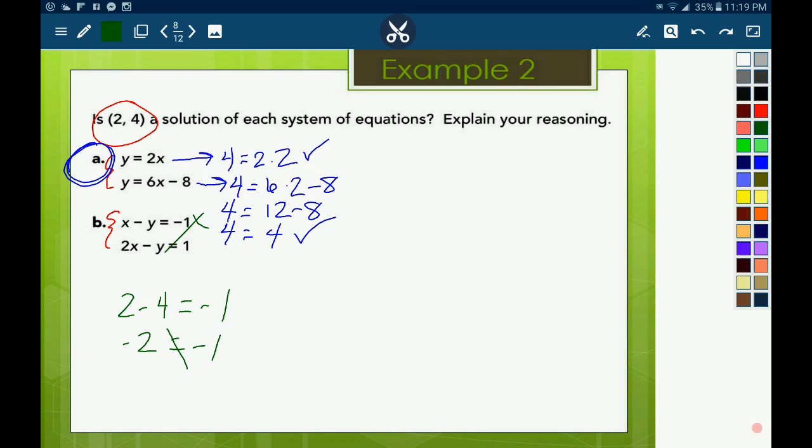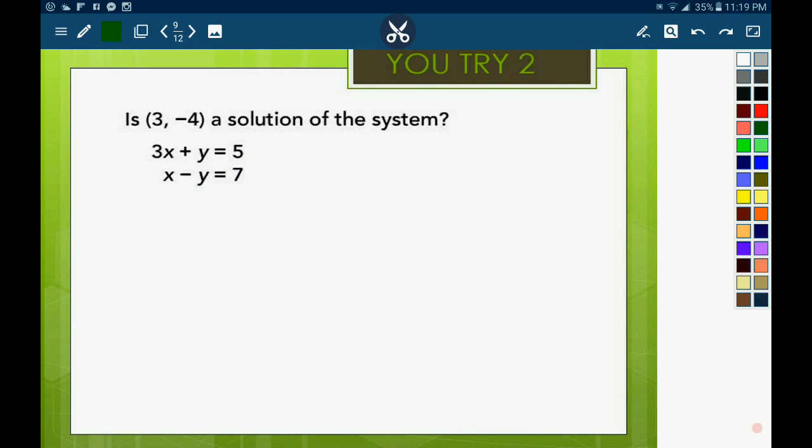So what I would like you guys to do is try this on your U-Try. Just plug in 3, -4 for x and y in both equations and see if both equations are true, if it is a solution.